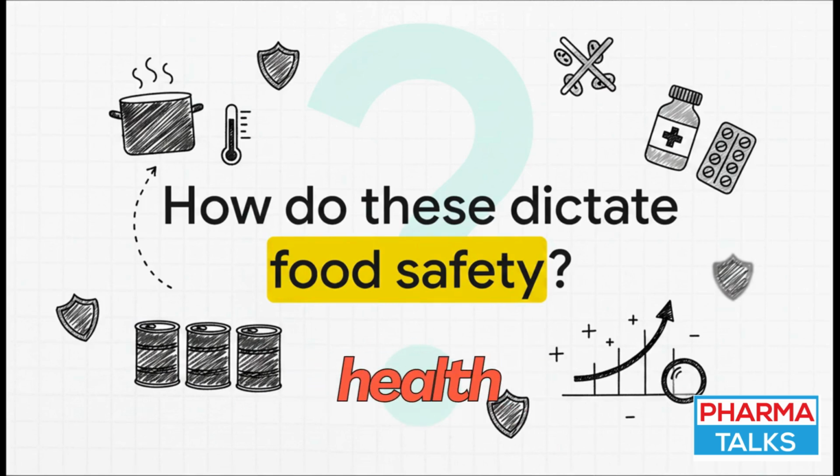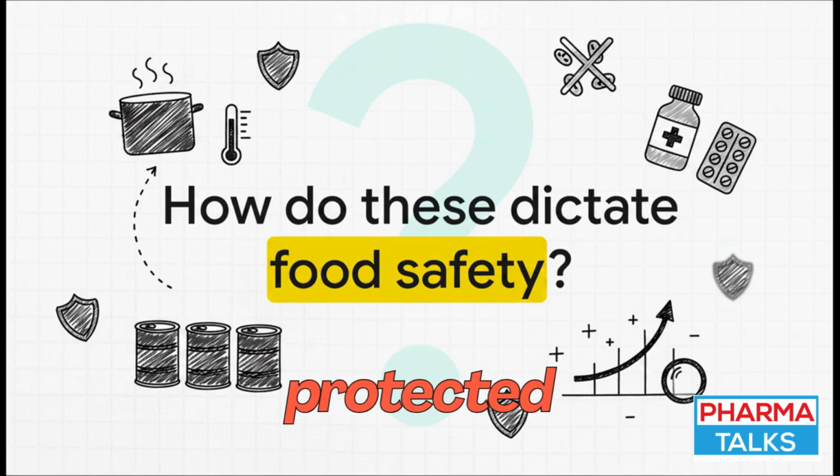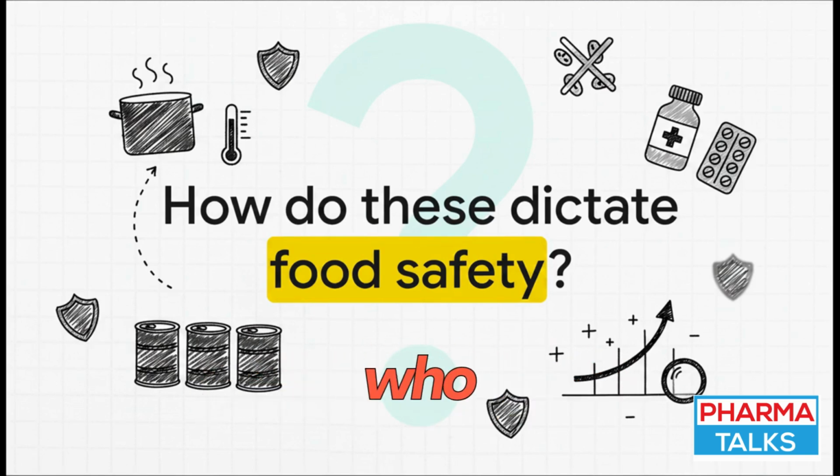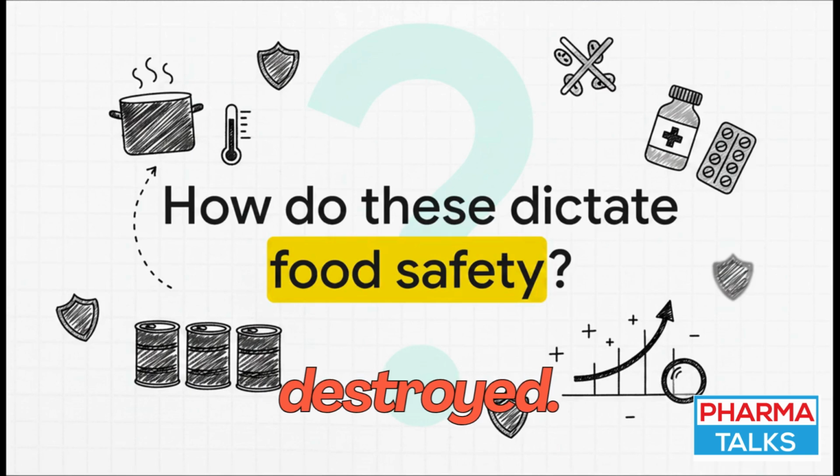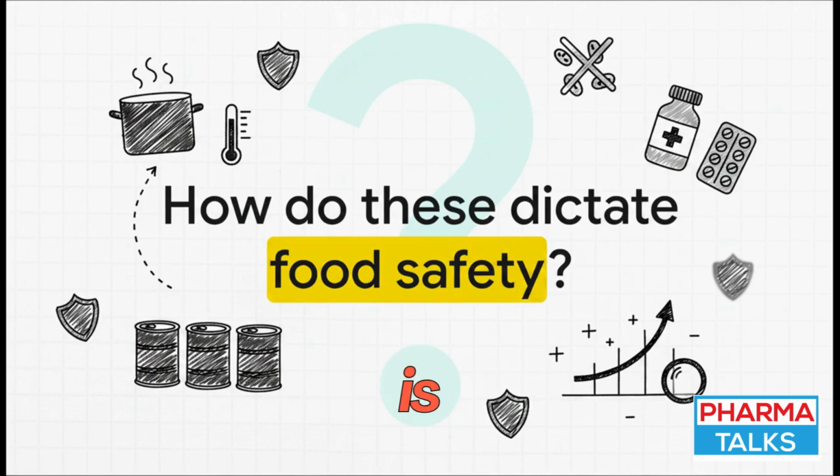Every single day, your health and your life is quietly protected by food scientists and pharmacologists who map out this exact mathematical curve to ensure dangerous bacteria are systematically and completely destroyed. It's not just abstract math, guys. It is a literal shield.